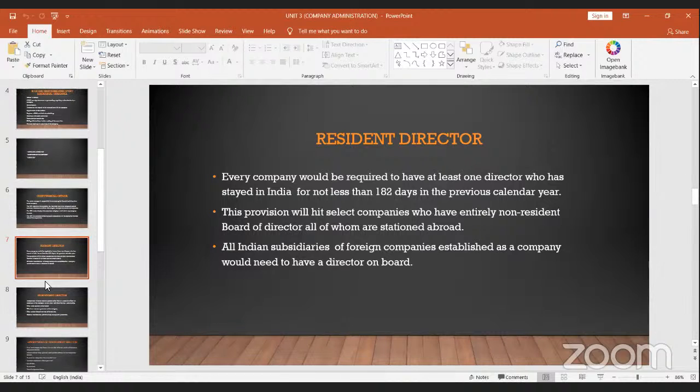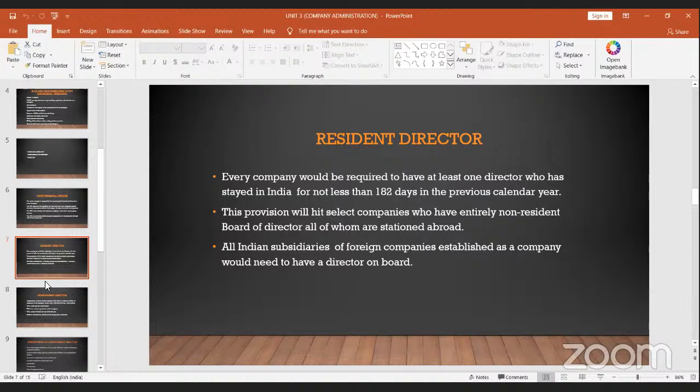You can stay any days. We can stay continuously for 3 months, or we can stay 15 days at a time. If they calculate the entire period, it should add up to 182 days. This provision will hit companies who are entirely non-resident. Some of them are non-resident Indians because they shifted to a foreign country, but they want to become a resident director. They have to fulfill this criteria.